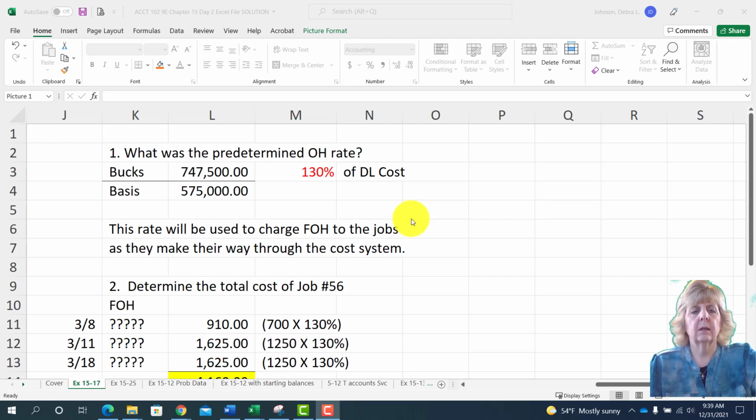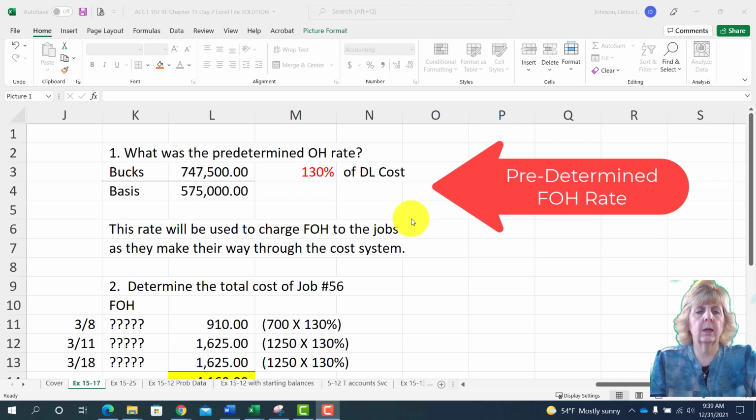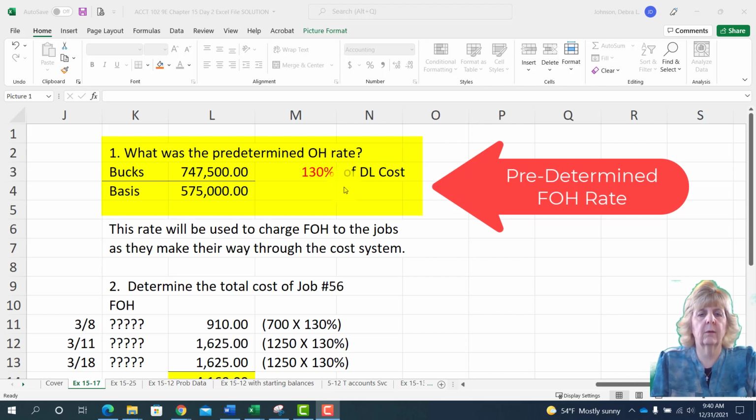Let's see how you did. Requirement 1 that asks us for the predetermined overhead rate computed to 130% of direct labor cost. We took the bucks over the basis, and when we divided it out, we came up with a rate of 130%. That means that every job that goes through the factory will be given a charge of overhead equal to 130% of whatever the direct labor cost on the job was.